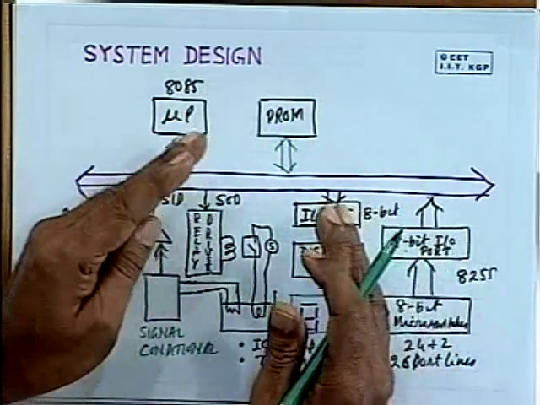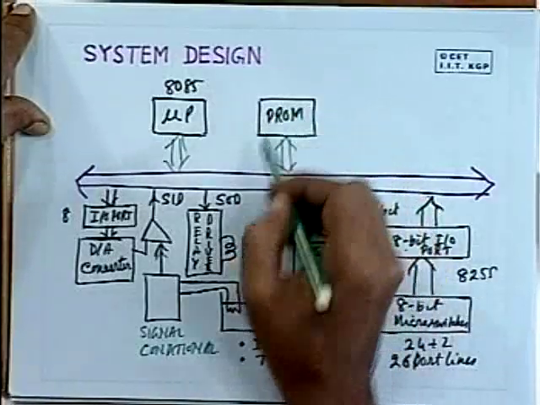Now the question is, in this particular system, do you require RAM, random access memory? Why do you require a RAM? Whenever you use RAM, it is to store a user program, but in this particular application, it is an embedded application. The program is ROM based.